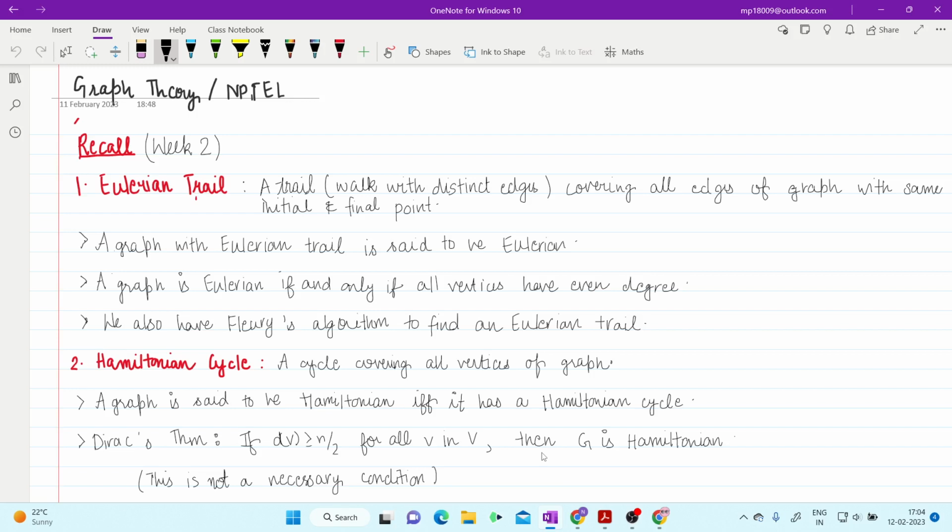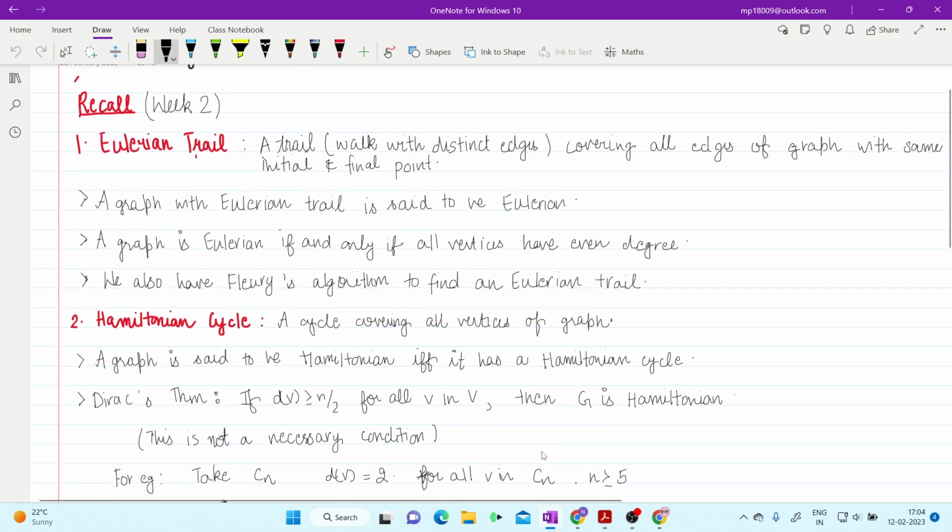was called an Eulerian graph. And we had a nice necessary and sufficient condition for a graph to be Eulerian, and it was that all the vertices should have even degree. And we also saw last time that if a graph is Eulerian and we want to find an Eulerian trail, we had an algorithm, Fleury's algorithm, to find the Eulerian trail.